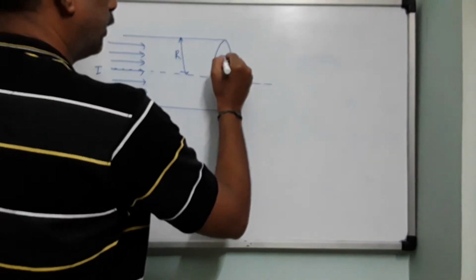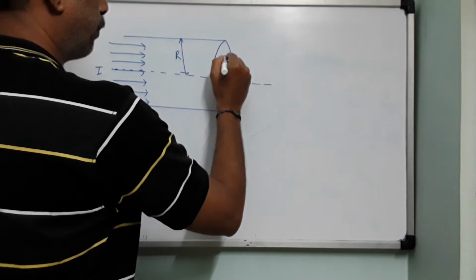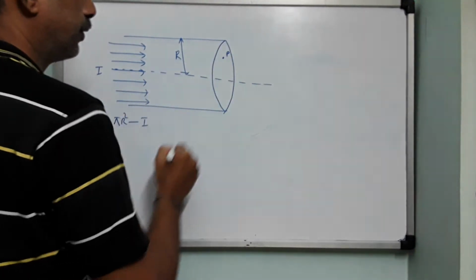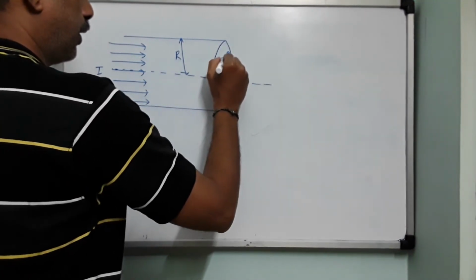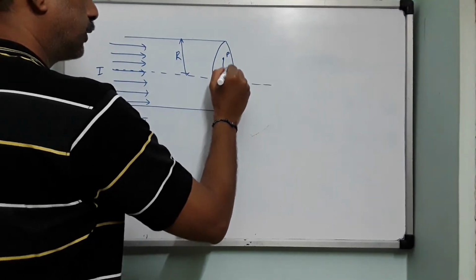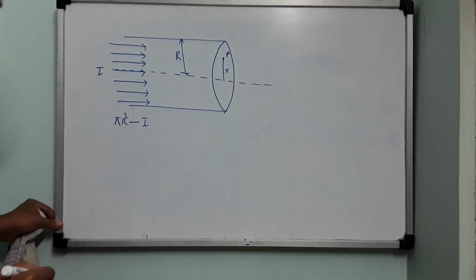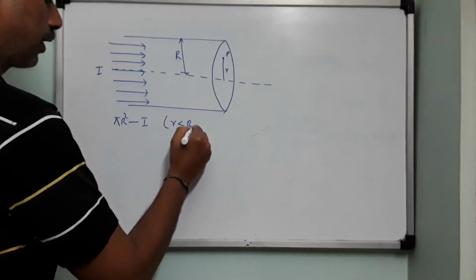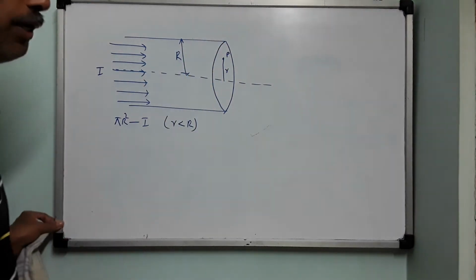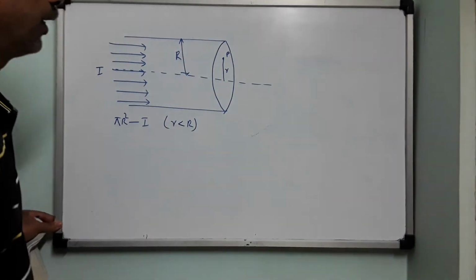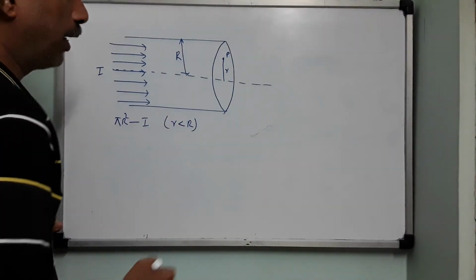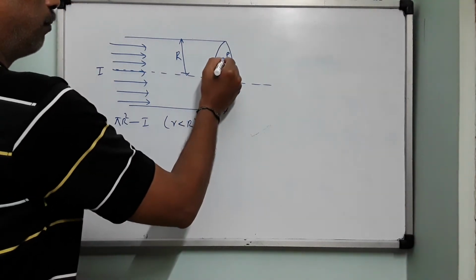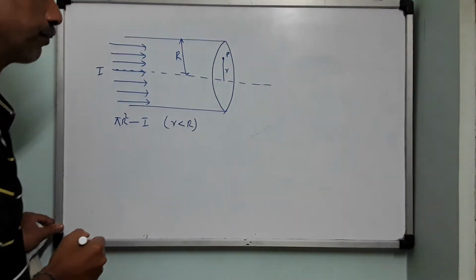Now let us imagine a point P here, which is located at a distance small r from the axis of the conductor. It is well inside, where small r is less than capital R. It is evident here from the diagram also. Now, by using Ampere circuit law, we would like to calculate magnetic field at point P.